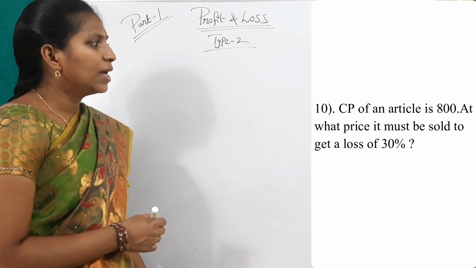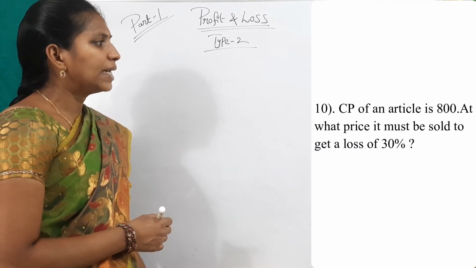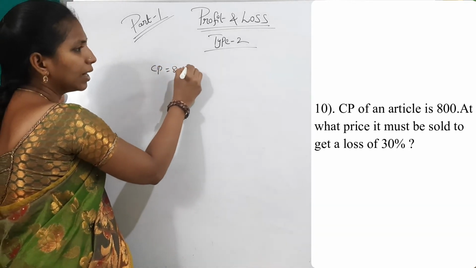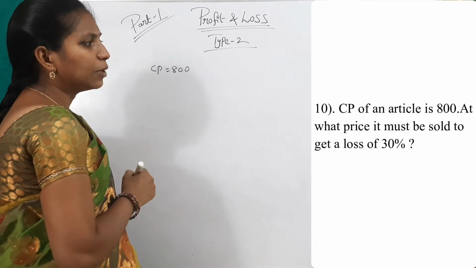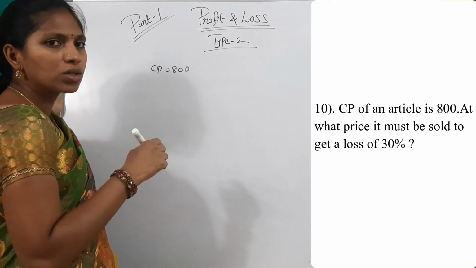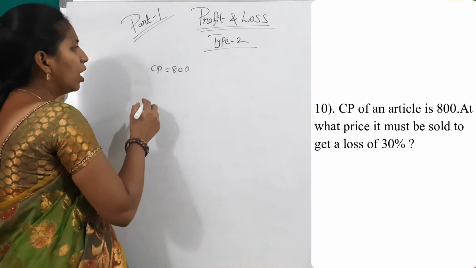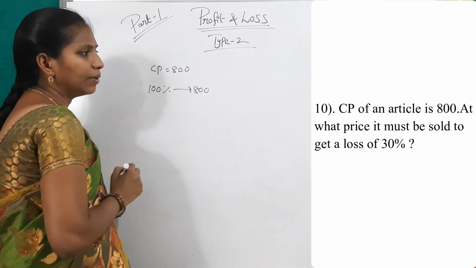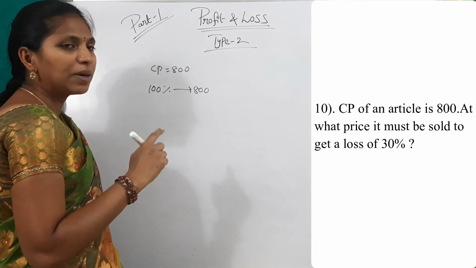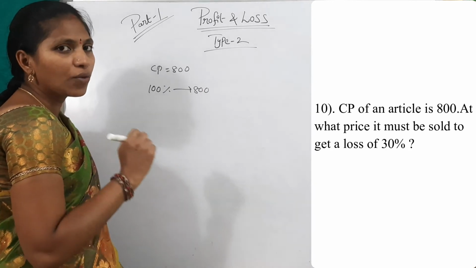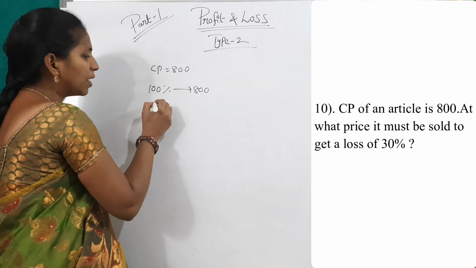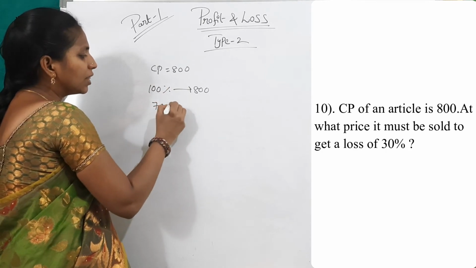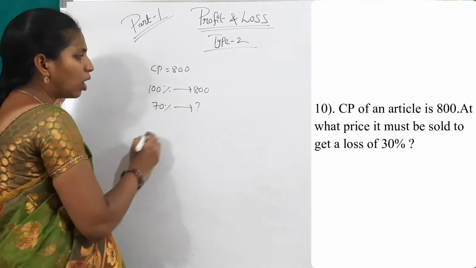10th question. If CP of an article is 800, at what price must it be sold to get a loss of 30%? Here 100% is equal to 800. At what price must it be sold to get a loss of 30%? Loss means subtract that 30% from this 100%. Then 70% is equal to how much?